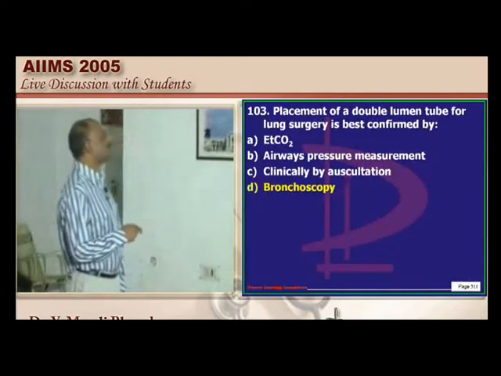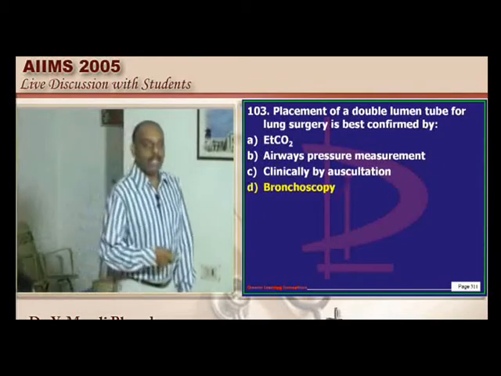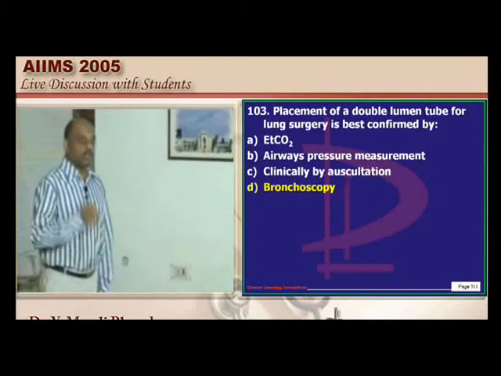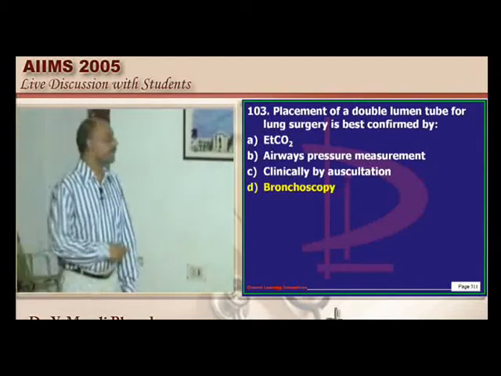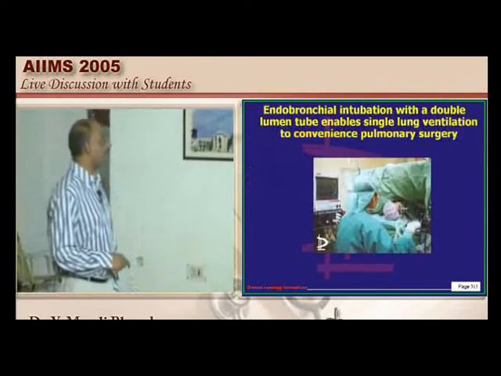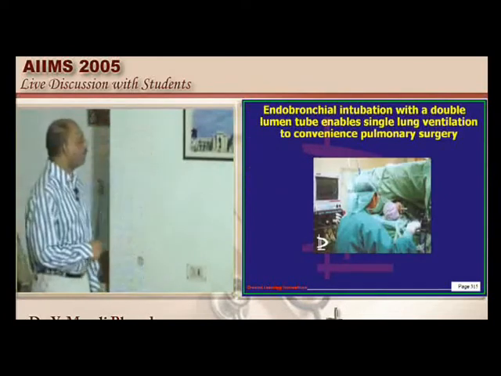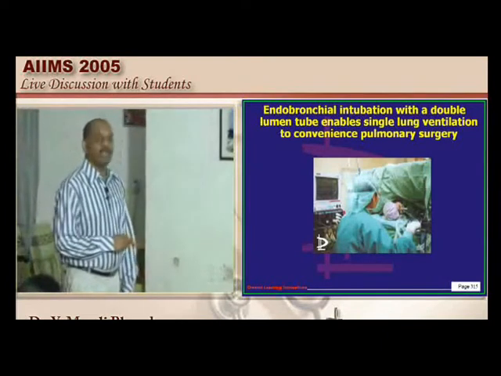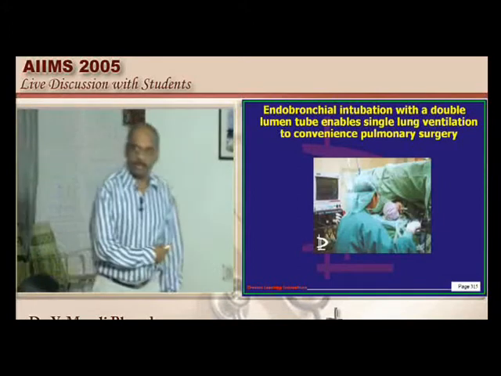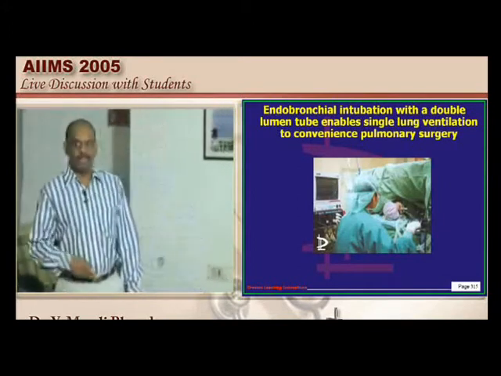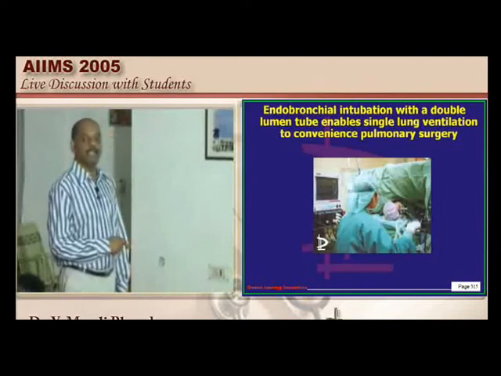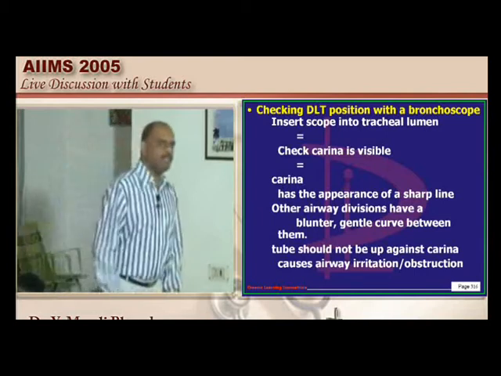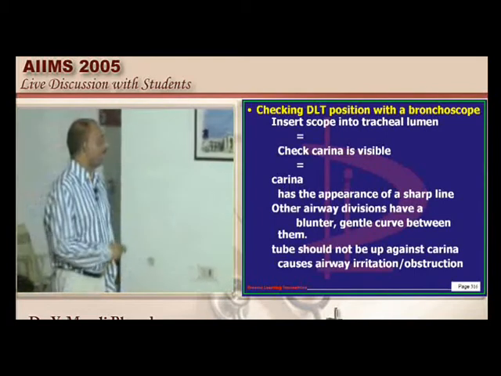A double lumen tube is used for lung surgery, and you want to confirm its position. What is the best way of confirming it? Two questions have surfaced in the AIIMS entrance this time, so let us be very clear about it. Bronchoscopy. Typically, endobronchial intubation with a double lumen tube will enable single lung ventilation in order to do a pulmonary surgery. Suppose you are operating on one lung, only the other lung needs to work. In that case, you will be doing an endobronchial intubation with a double lumen tube, which helps you.